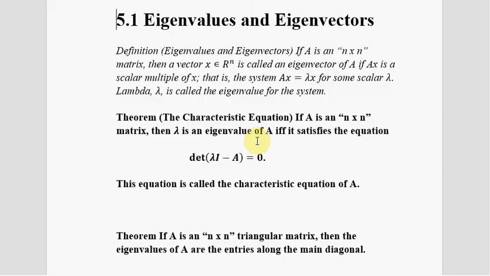Okay, so the characteristic equation. If A is an n by n matrix, this theorem here says that lambda is the eigenvalue of A if and only if it satisfies this equation, which is called the characteristic equation. Now, where does this equation come from? Let me see if I can just write it down real quick for you. It comes from the setup, from the definition. All theorems come from definitions.